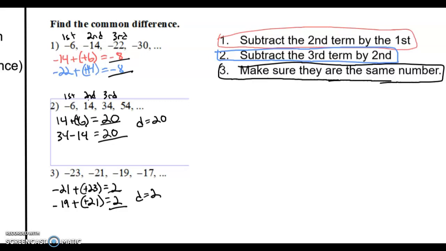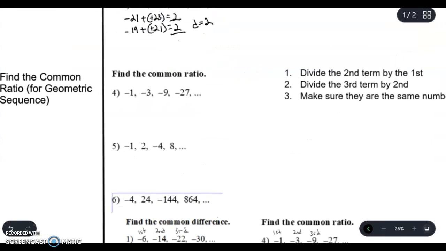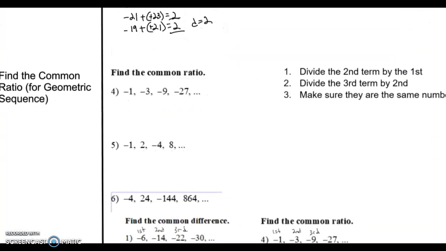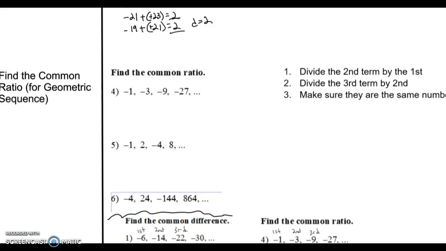All right, now we're going to take a look at finding the common ratio. If you want to pause the video here and write up to here, you can get these questions written down. All right, so let's take a look.